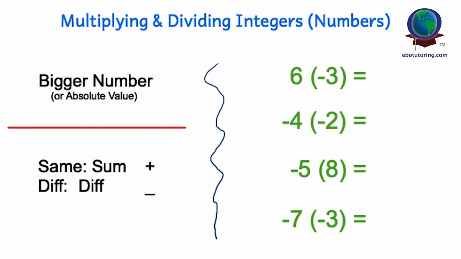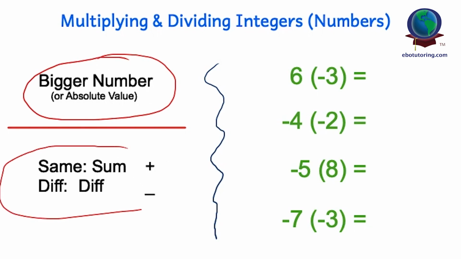Okay, so we're going to talk about multiplying and dividing integers. Now, this is much easier than adding and subtracting integers. Much easier. Why? Well, remember I told you there were two rules to follow? You got the bigger number rule here, and then you got the same sum, different difference rule right here. Well, guess what? In this case, the bigger number rule does not apply. You don't apply the bigger number rule when you come to multiplying and dividing integers. You just follow same sum, different difference.